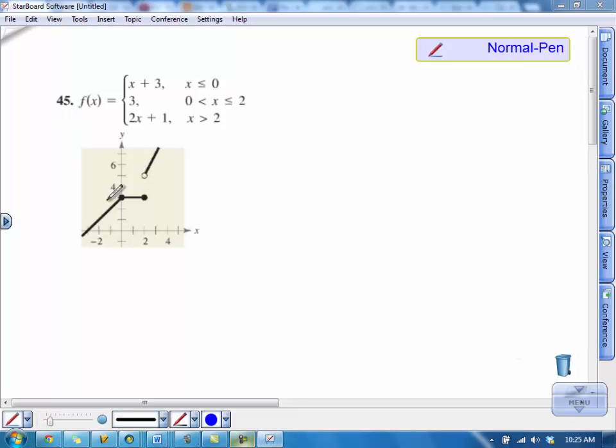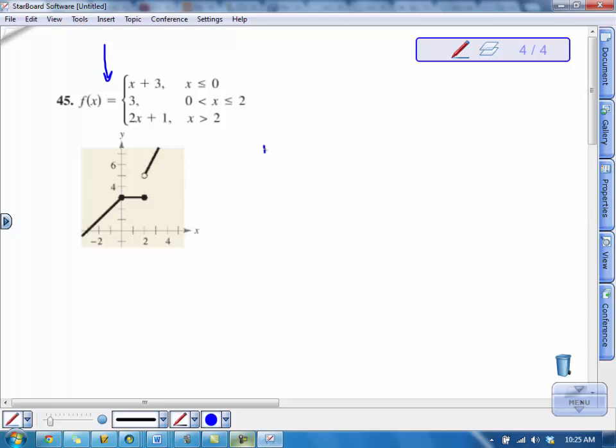You're going to have to determine if functions are increasing, decreasing, or constant. And so this is a piecewise function. It even gives us the function here. It says it's the line x plus 3 for when x is less than 0. Then it's the line y equals 3 for in between 0 and 2 here. And then it's the line 2x plus 1 here whenever the x's are bigger than 2. So it's 3 different lines basically.